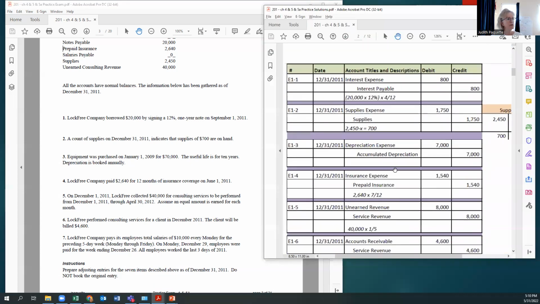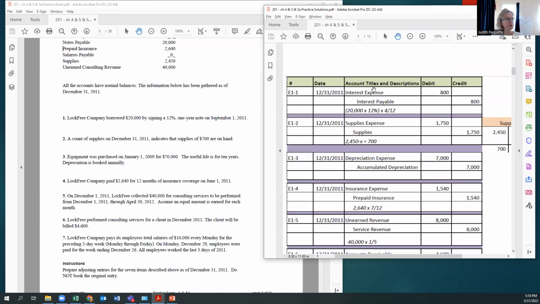We're going to have interest expense, interest payable. Did I say 4 months? Did I screw that up? Yeah, no, it's 4 months. Whew. All of a sudden I thought it was 5. Interest expense, interest payable, $2,400 divided by 12 is $200 times 4 is $800. Okay, so get those entries down. All right. Questions on that one?